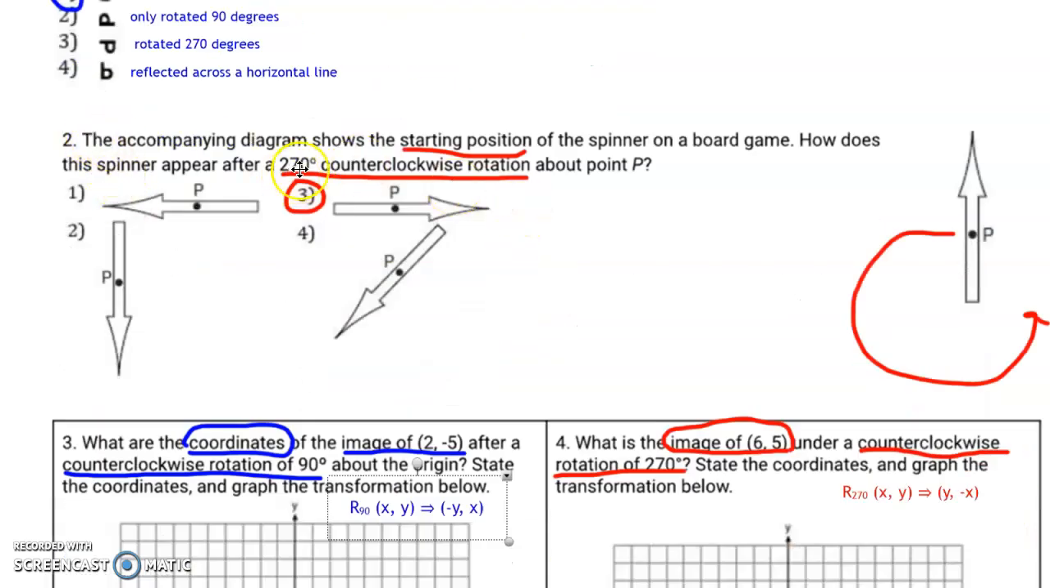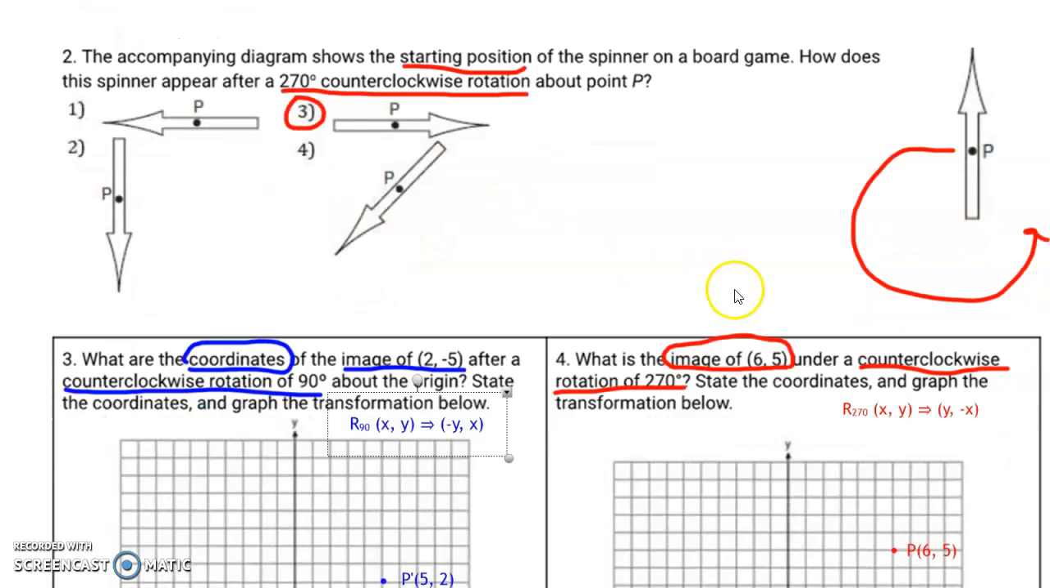For number 2, it says a 270 counterclockwise rotation. You can think about it in your head as rotating 3/4 of the way around a circle. And if it's rotated 3/4 of the way around a circle, it's got to be choice 3.